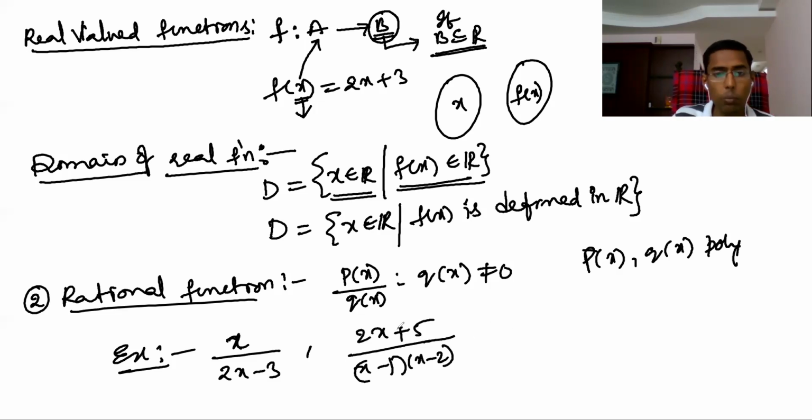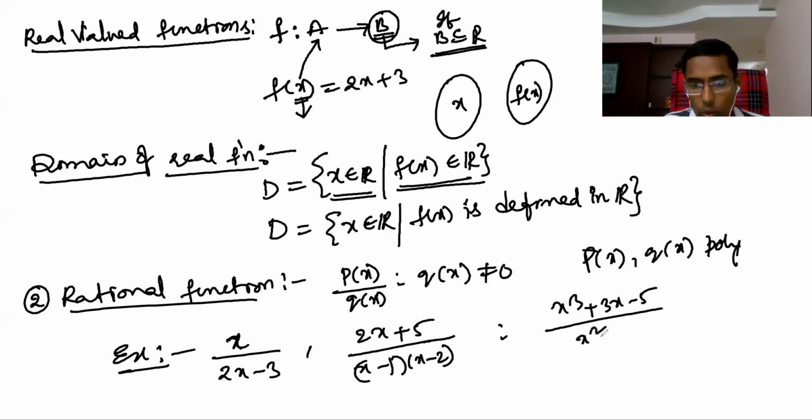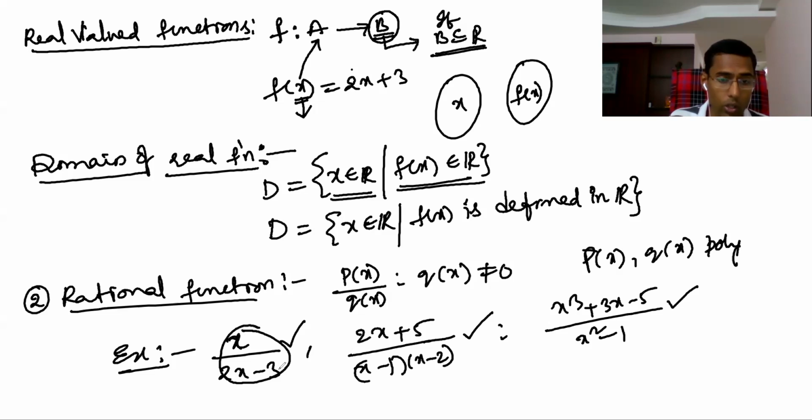So like this, polynomial by polynomial. Another thing, x cube plus 3x minus 5 by x square minus 1. This is also a rational function. Hope you understand. This is one rational function, this is another rational function, this is another rational function. What does it mean? Polynomial by polynomial. Okay, right. So its domain, they did not give you domain. You need to find out the domain. I told you, na? So you need to find out the domain.